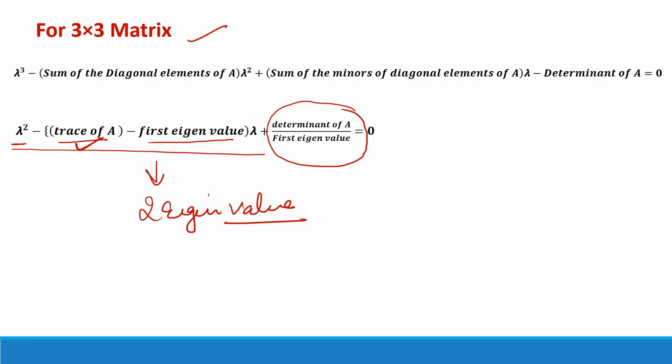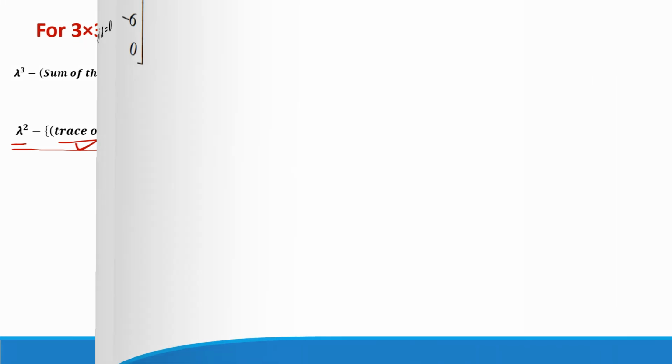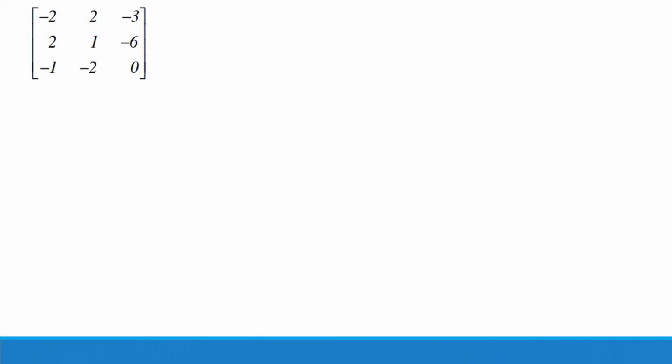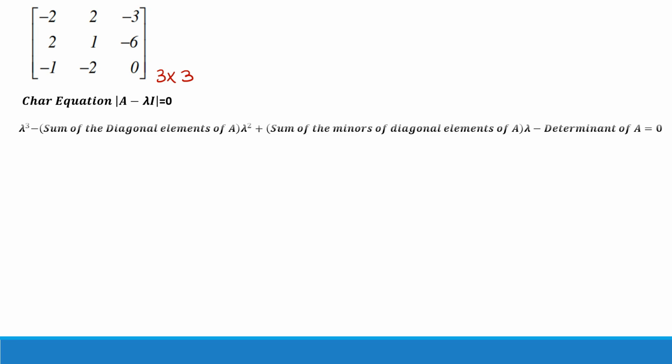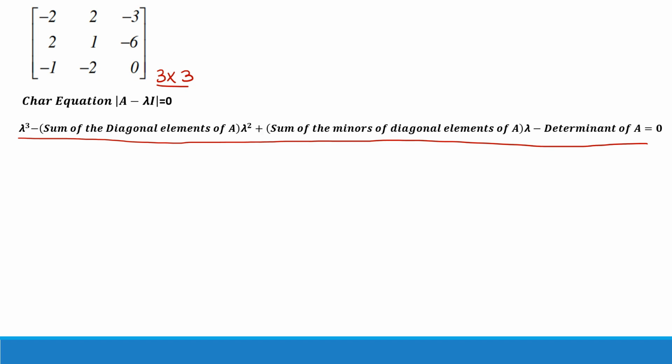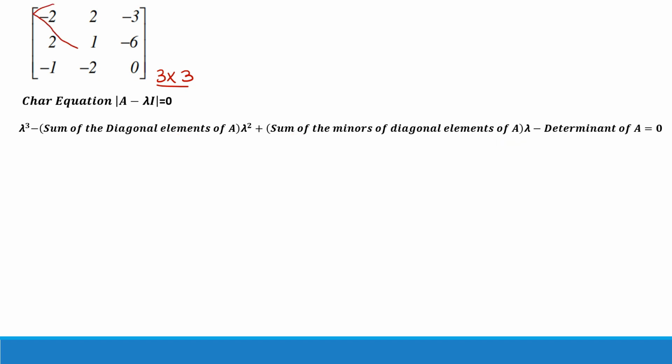Let me explain this along with one example. So this is the next question. Here we have a 3 cross 3 matrix, and for this matrix we need the characteristic equation. For that I told you the shortcut, so this is the formula. Because this is a 3 cross 3 matrix, we have a cubic equation here, right? And for this we need the sum of the diagonal elements, the sum of the minors of the diagonal elements, and the determinant of A.